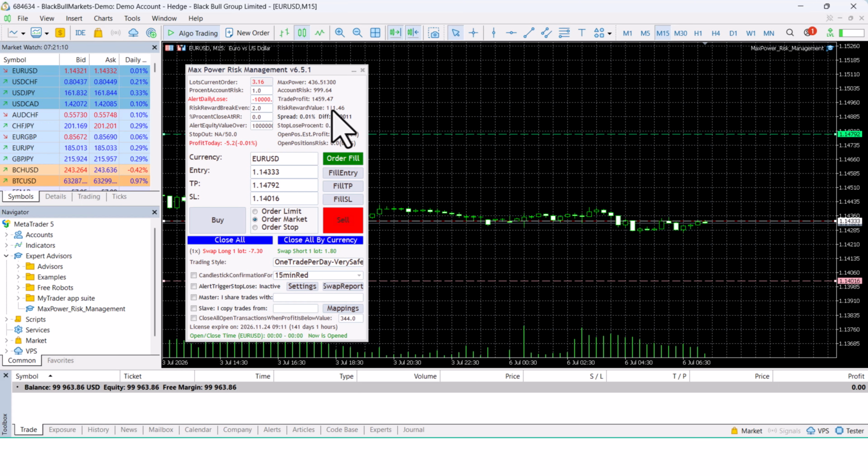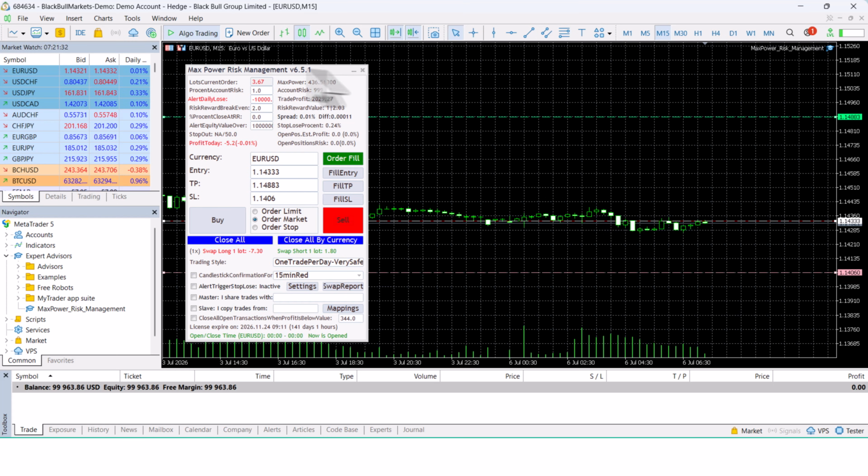The risk reward ratio for this trade is 1.47. If I increase the take profit, then risk reward ratio will be automatically calculated and will be 1.74. The same thing will happen for lot size. If I decrease the stop loss, lot size automatically will be calculated. If I increase the stop loss, again lot size will be automatically calculated, and also risk reward value.